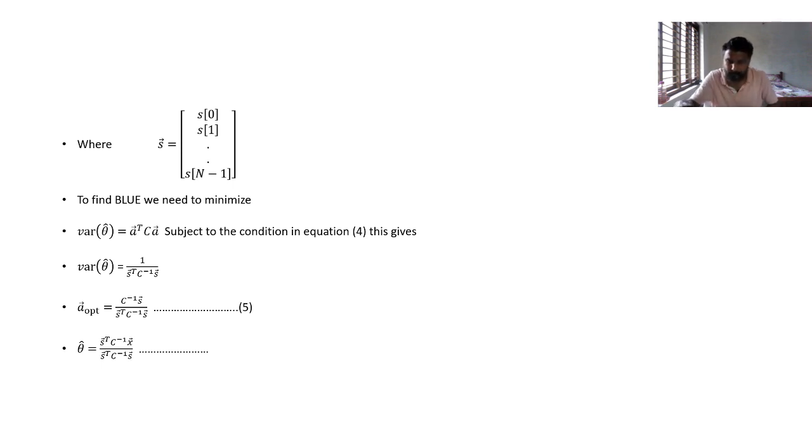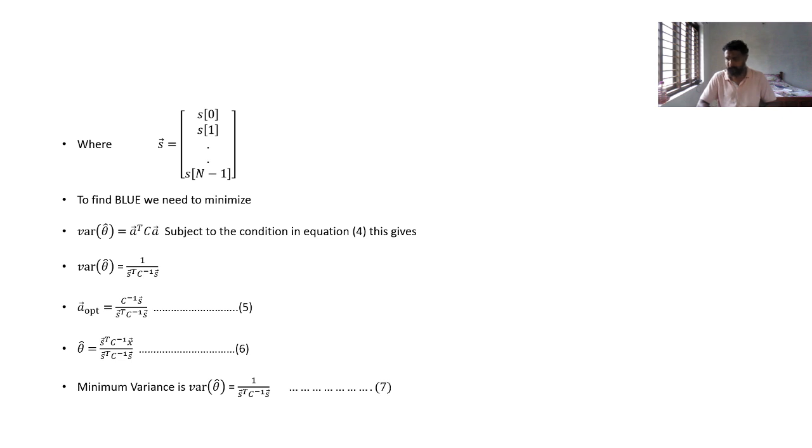One minute, I'll just verify whether it is correct or not. Yes. So the BLUE is theta cap equal to S transpose C inverse X divided by S transpose C inverse into S. And the minimum variance, our variance of theta cap, is nothing but 1 by S transpose C inverse into S.